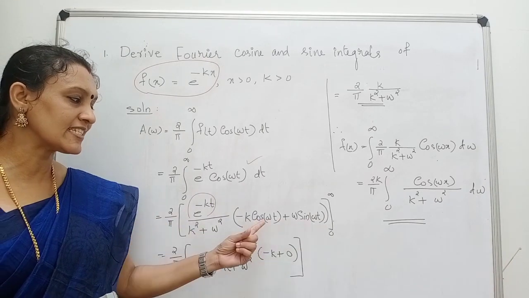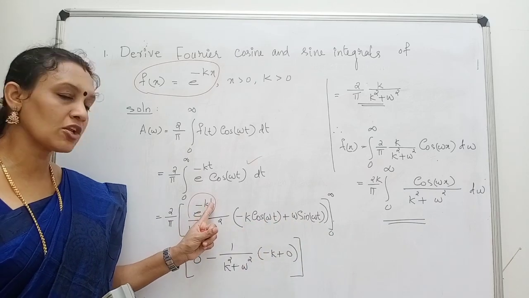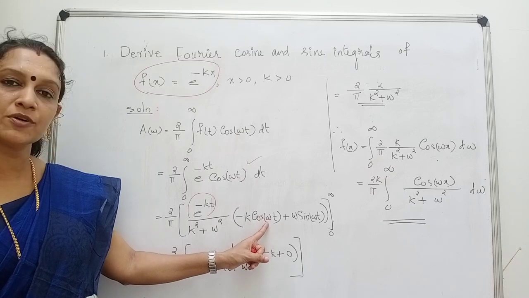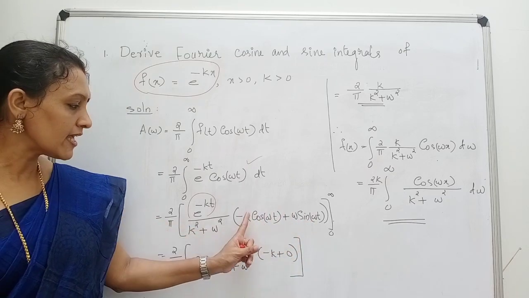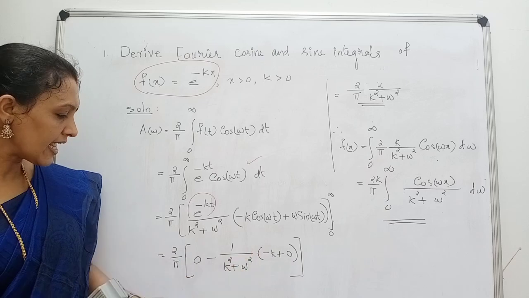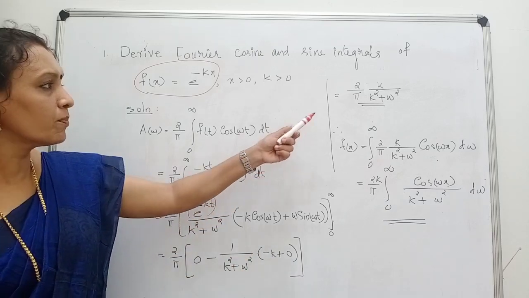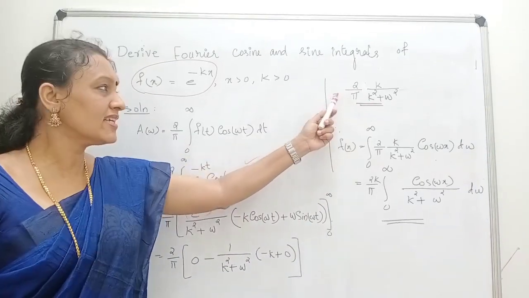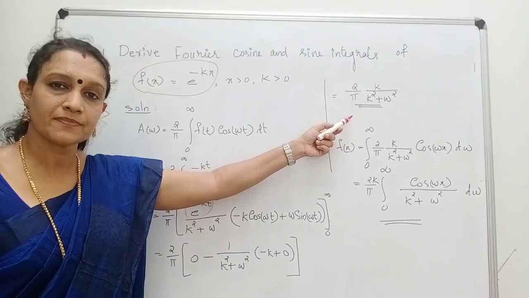For the lower limit, t is equal to 0, so e raised to 0 is 1. So 1 by k square plus omega square, and cos 0 is 1, sin 0 is 0. Therefore, we have minus k plus 0. In total, what we have is 2 by pi into k by k square plus omega square. This is the value of a omega.